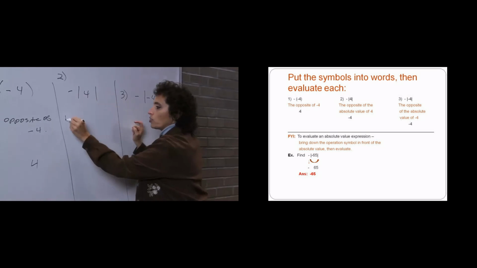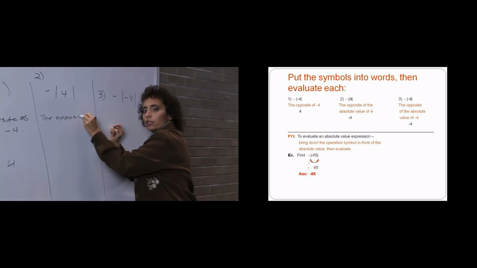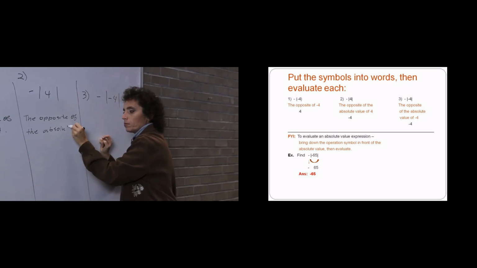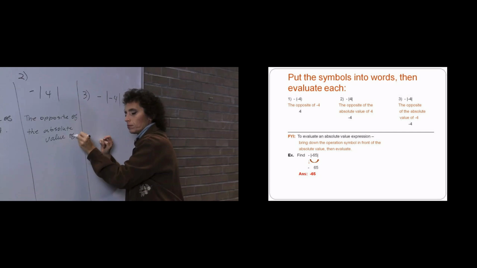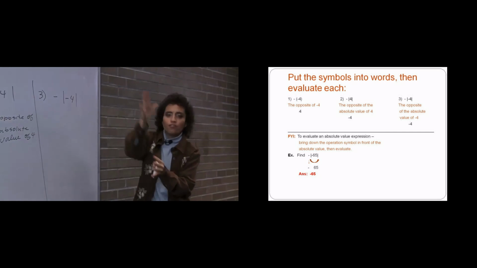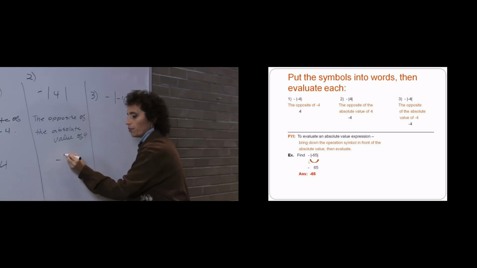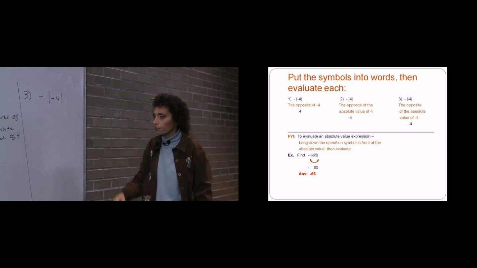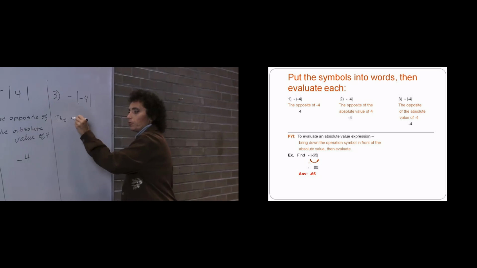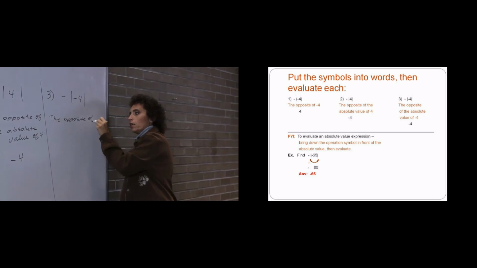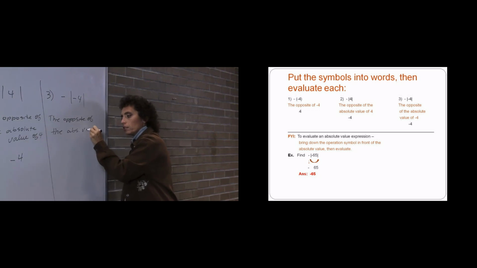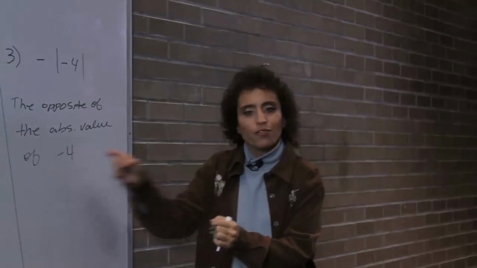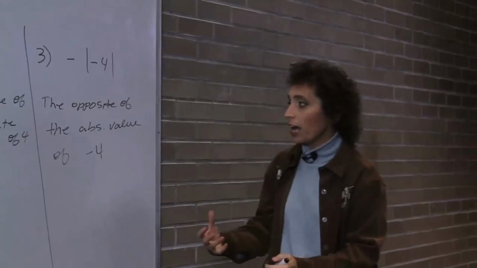This is the opposite of, now watch this, this is a mouthful, the opposite of the absolute value of 4. Well, the absolute value of 4 is 4, so the opposite of that is -4. You thought that was a mouthful? Watch this one. Ready? Think about what this might say. Okay, the opposite of the absolute value of -4. Well, the absolute value of -4 is 4. The opposite of that is -4.